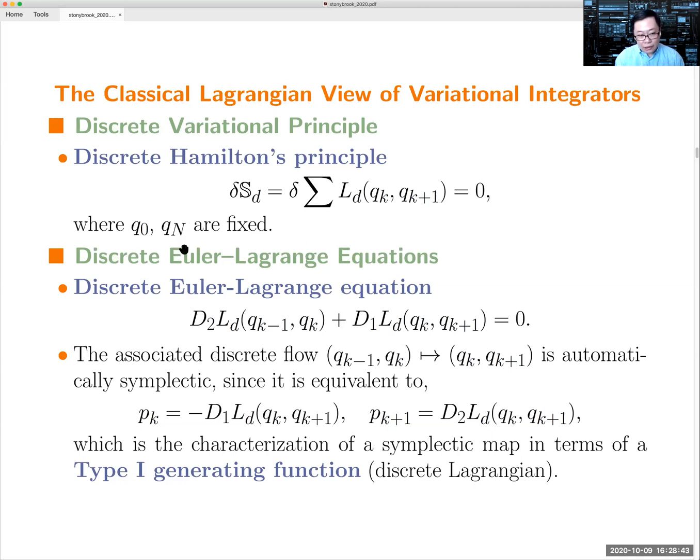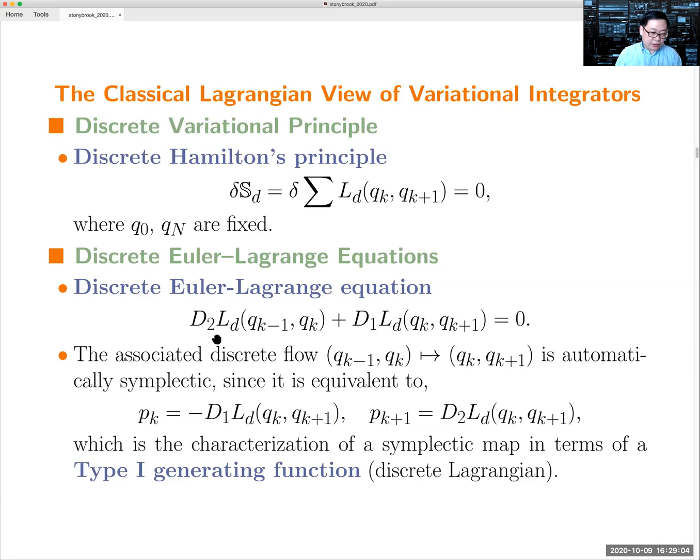So this is in direct analogy to the usual Hamilton's principle, where you say that if you have an initial and a final point, you look at all curves which maintain those boundary conditions, and you vary the curves, and you want the action to be stationary with respect to them. So this is the discrete analog of this. And when you do that, you end up getting what we call the discrete Euler-Lagrange equations.